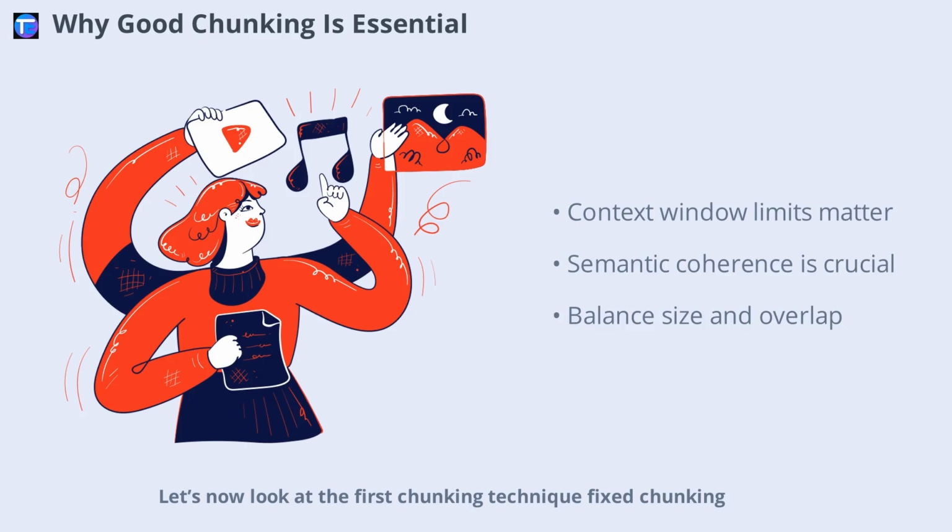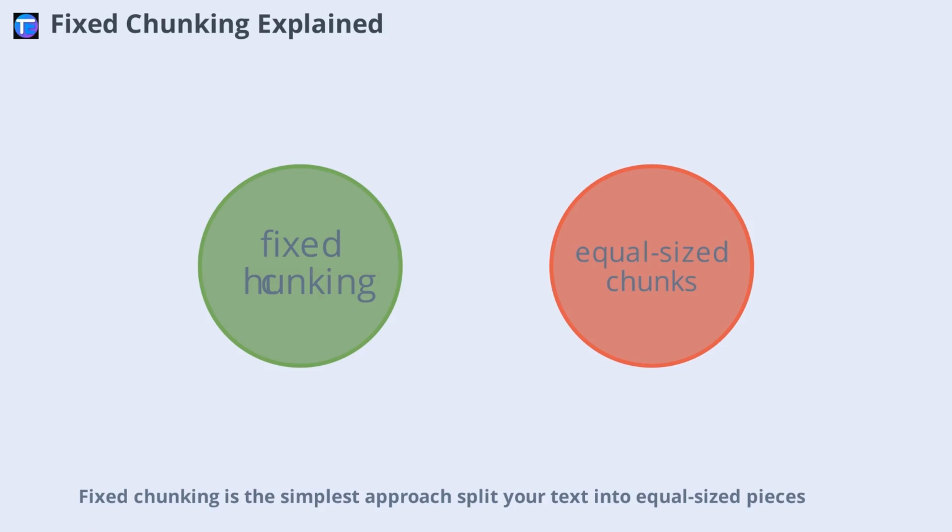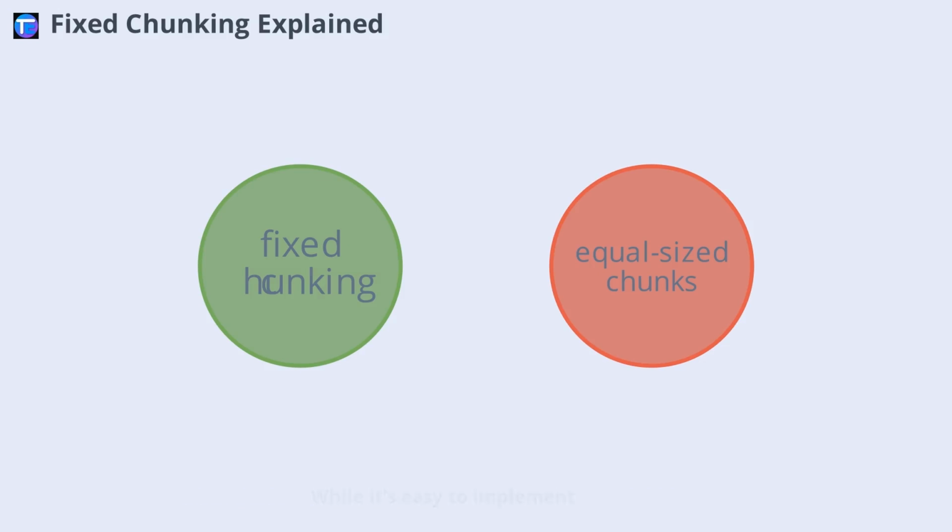Let's now look at the first chunking technique, fixed chunking. Fixed chunking is the simplest approach. Split your text into equal-sized pieces, usually by tokens, words, or characters, often with some overlap. This method is a great starting point, especially when you don't know the document structure or when dealing with uniform content like logs or plain text. While it's easy to implement, fixed chunking doesn't always respect natural boundaries in the text, which can sometimes lead to less meaningful chunks. Still, it's a reliable baseline for many RAG projects.